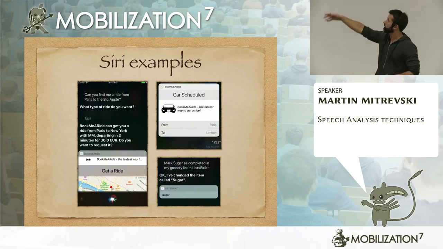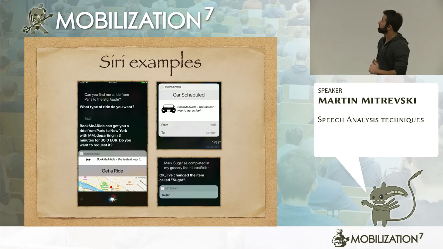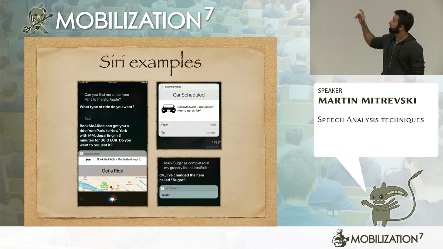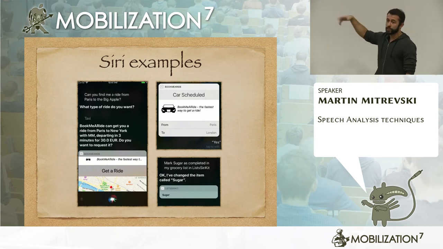So on the left figure, we have booking a ride use case, where the user says, can you find me a ride from Paris to the Big Apple? And then we haven't provided whether we want a taxi or a bus or a plane or whatever. And then they ask this information using the resolution method. And then after the user provides this, we provide some UI. And you can see here that Siri automatically inferred that when we said Big Apple, we are thinking about New York.